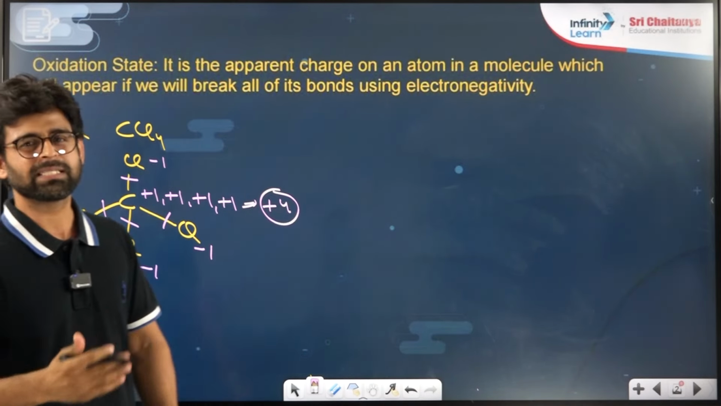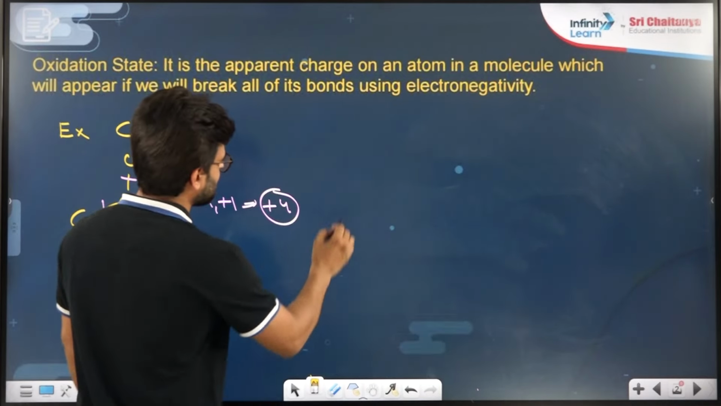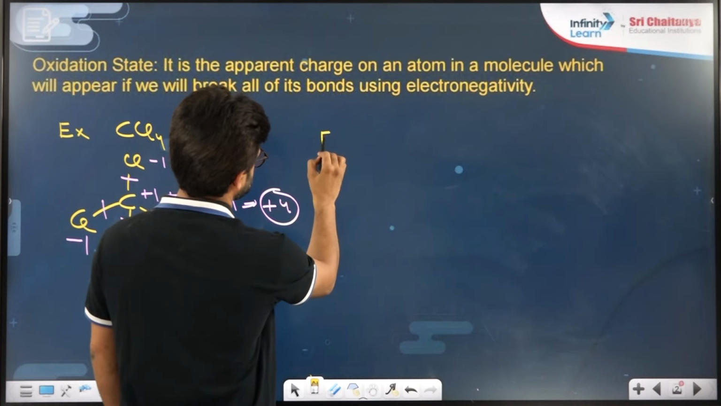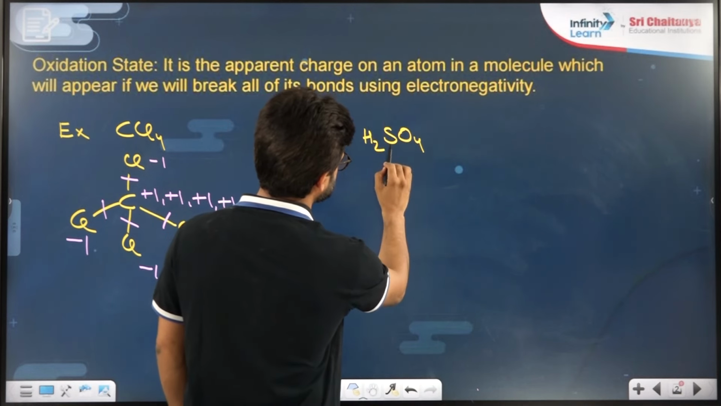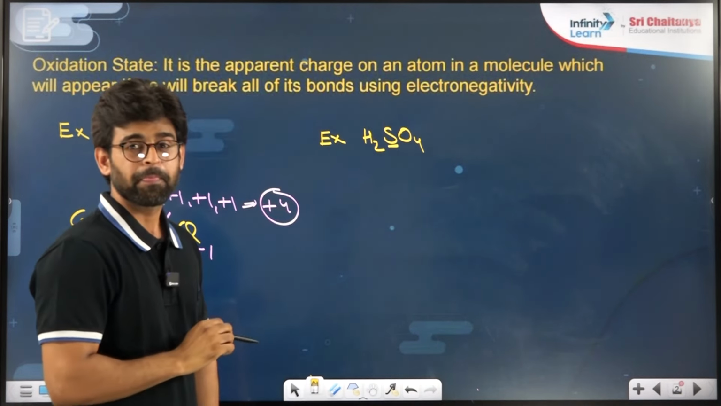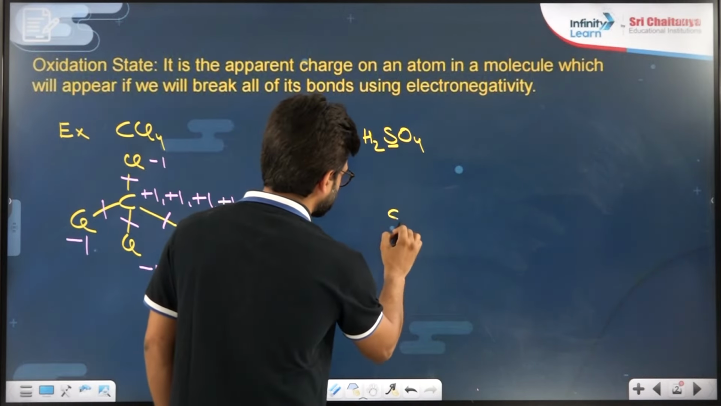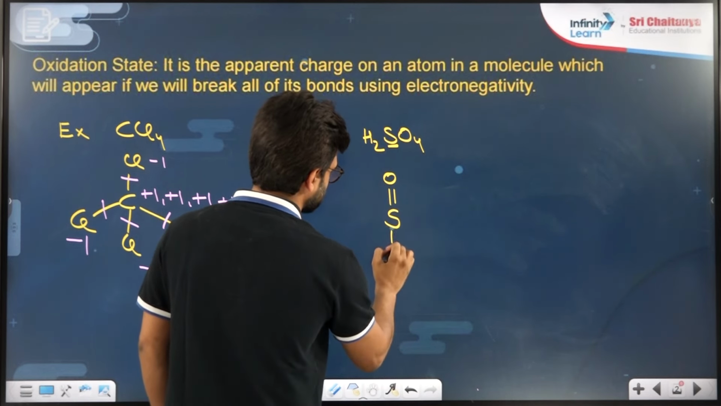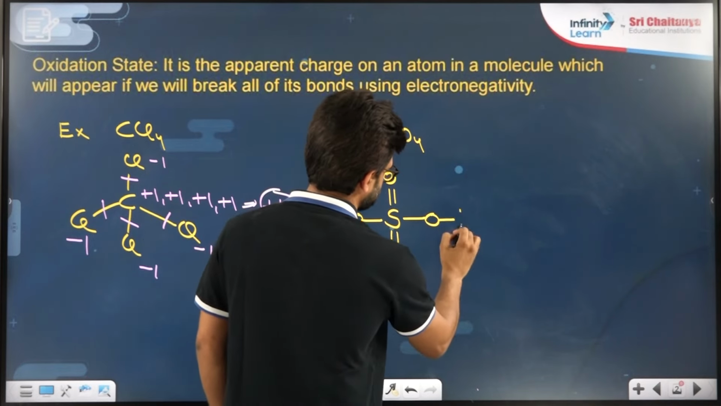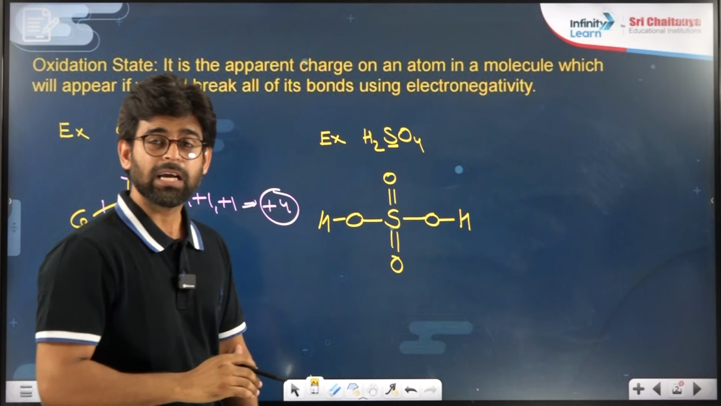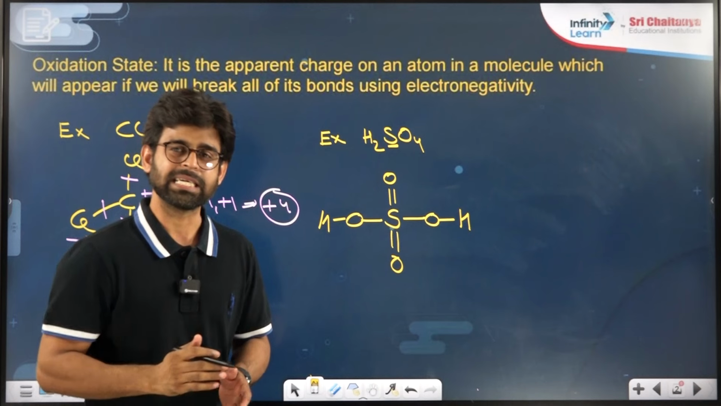It is one of the simplest examples, right? We can have one more example. We can see sulfuric acid. In sulfuric acid I want to find the oxidation state of sulfur. So how can we find this using structure, right? If you know the sulfuric acid structure, it is S double bond O, S double bond O, OH, and here we have OH, right? Now I want to break all the bonds of sulfur using electronegativity, fine.